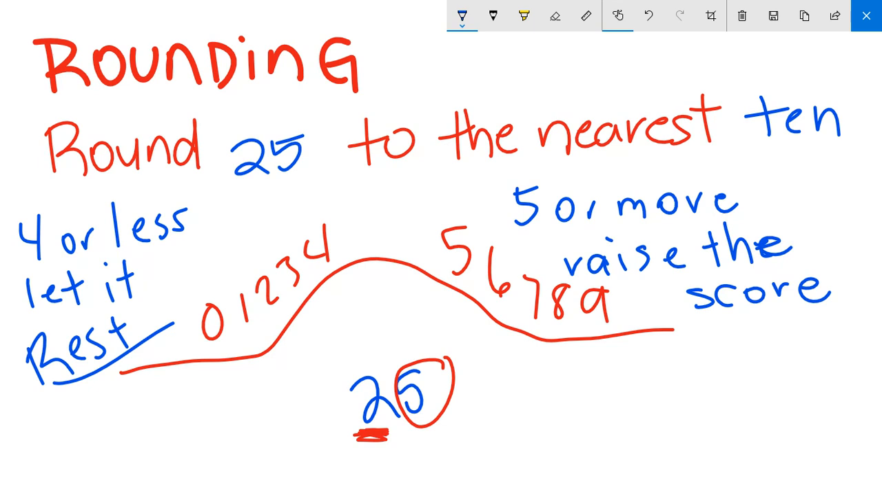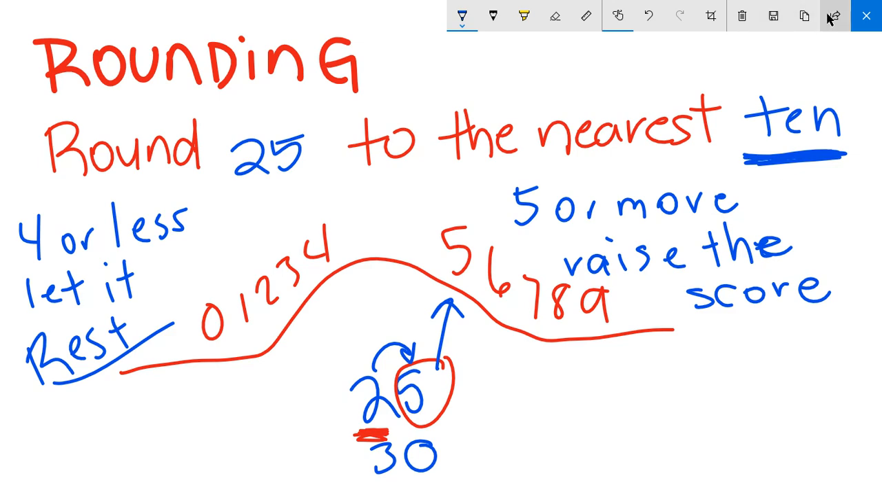So I'm looking here at the 25. I see the 2 is in the tens place because that's what I need to round to, the tens place. So now I'm looking at that 5. Okay, the 5 falls under the 5 or more, so I raise the score. So that 2 is going to raise to a 3, and that 5 is going to become a 0. So 25 rounded to the nearest 10 is 30.